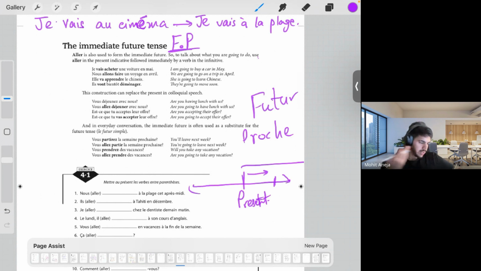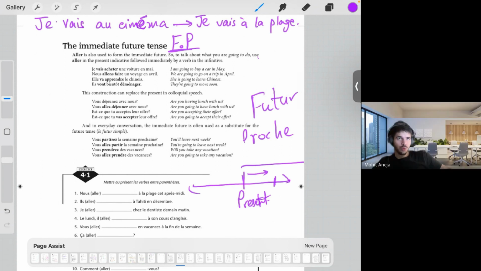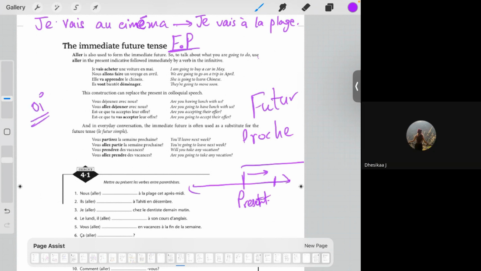For example, je vais acheter une voiture en mai. Maybe May is already past, for example. But je vais acheter. Can you tell me? We just learned the months of the year. Je vais acheter une voiture in September. How will you say that? Je vais acheter une voiture en septembre. It's not voiture, the oi sound is wa. Voiture. Voiture.